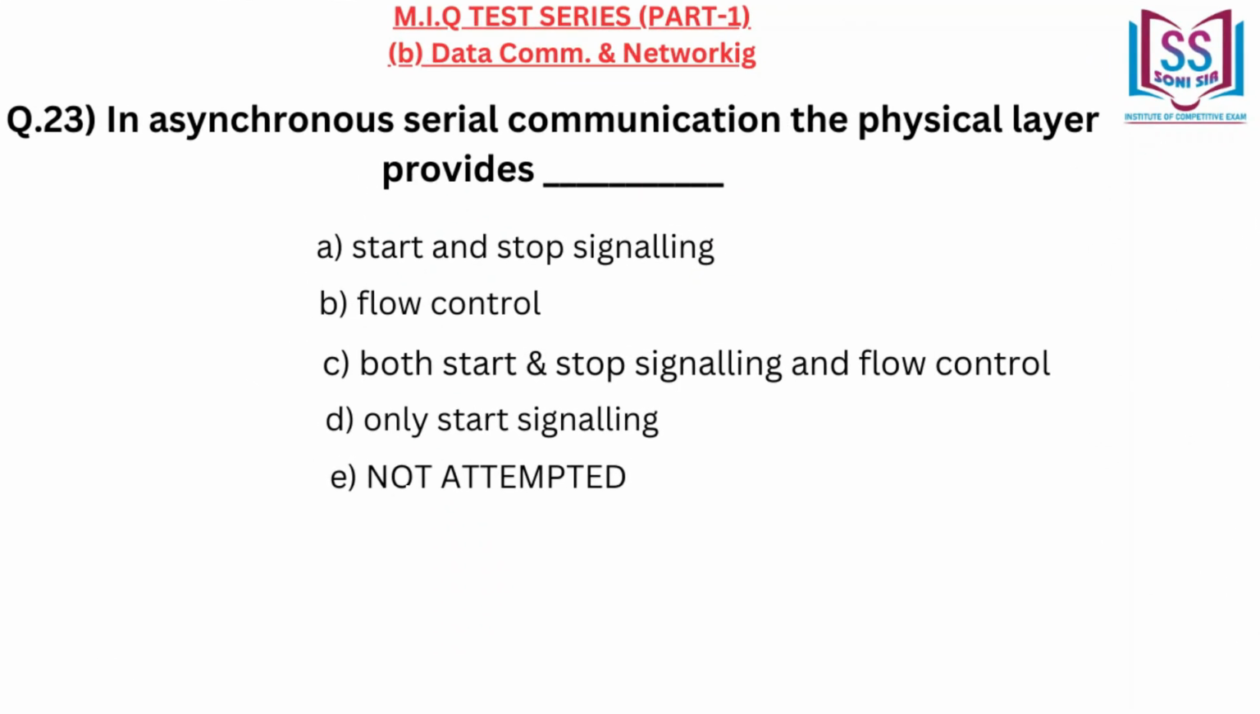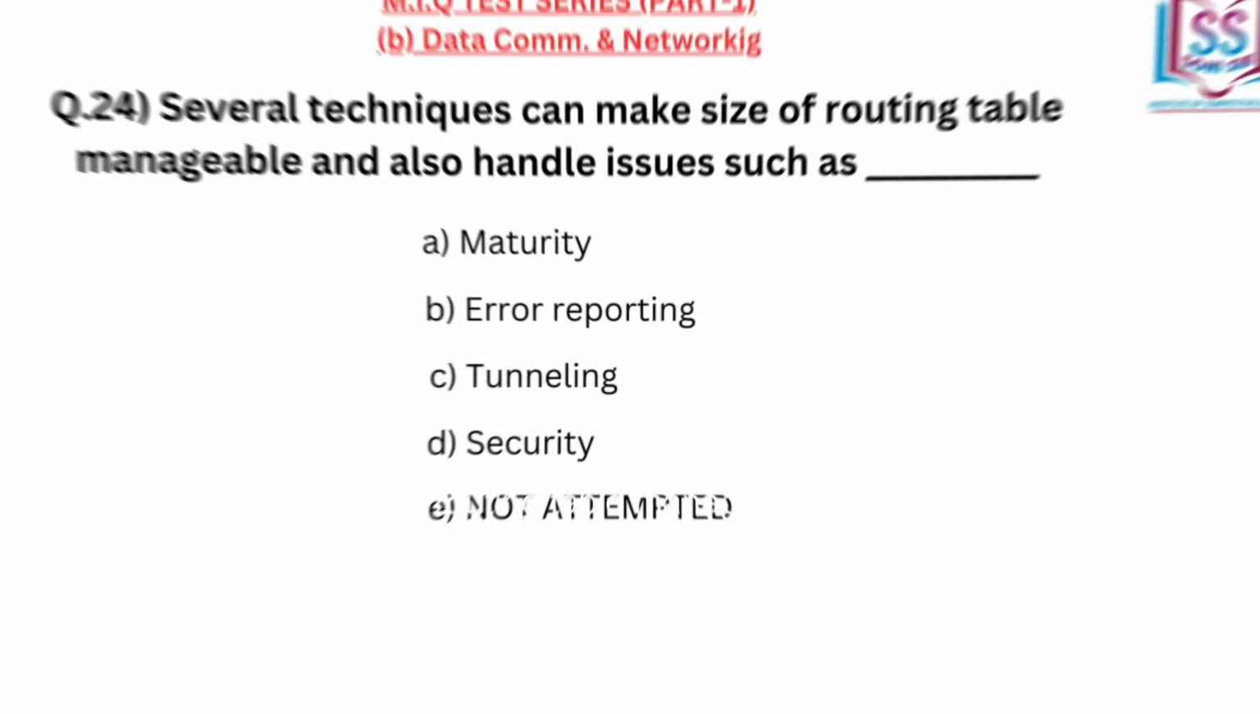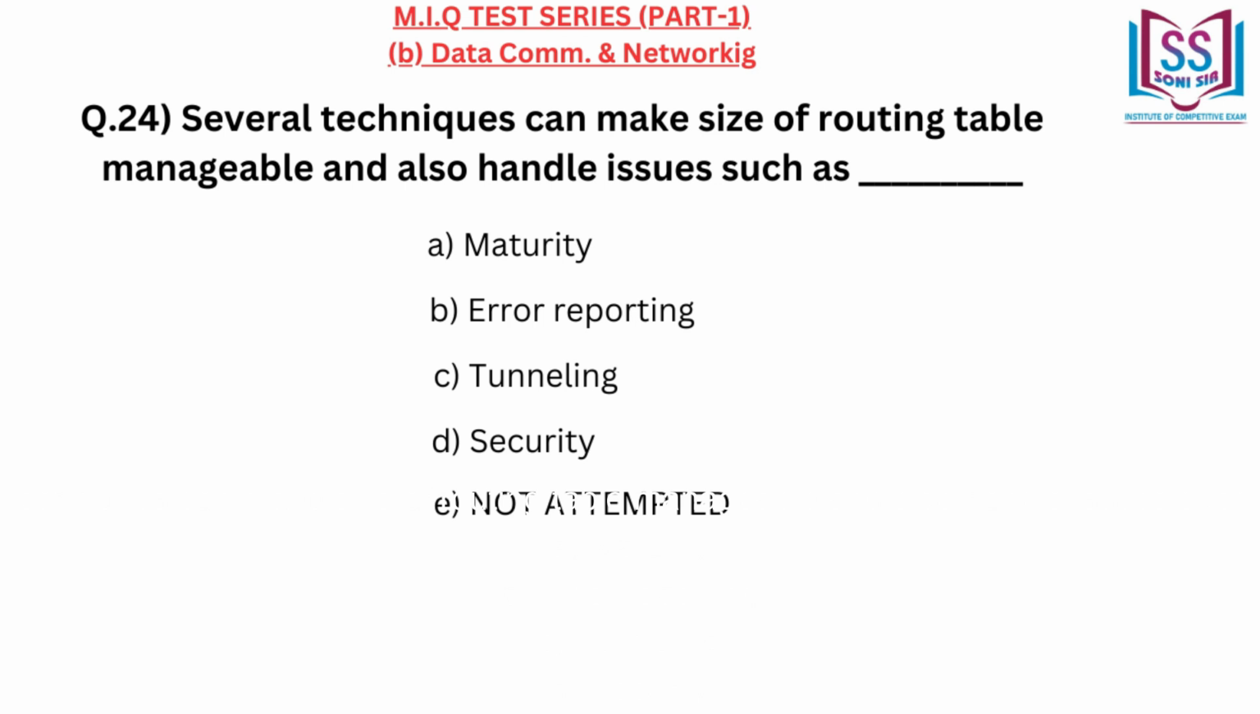In asynchronous serial communication, the physical layer provides dash. A. Start and stop signaling. B. Flow control. C. Both start and stop signaling and flow control. D. Only start signaling. Several techniques can make size of routing table manageable and also handle issues such as dash.